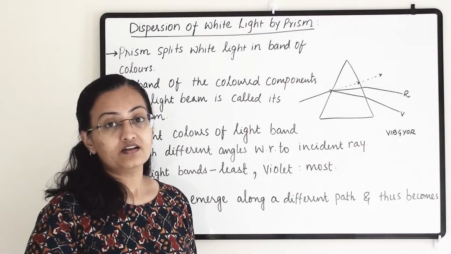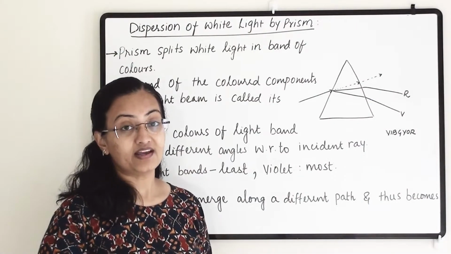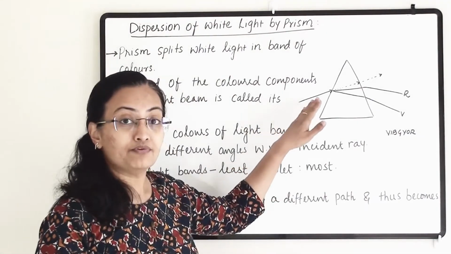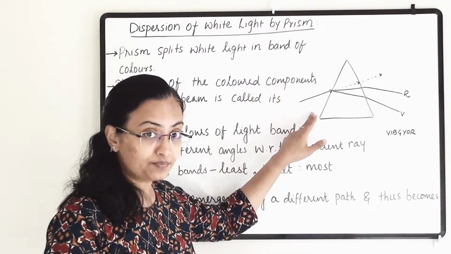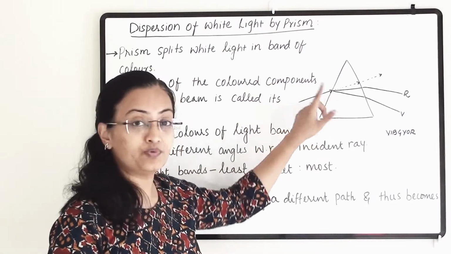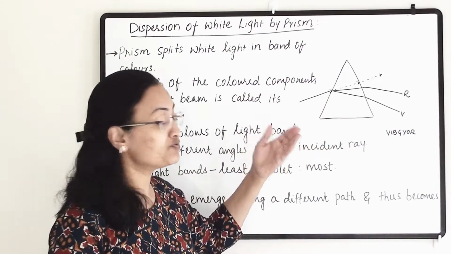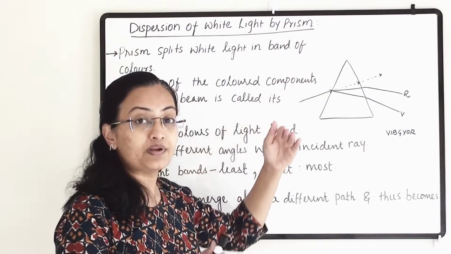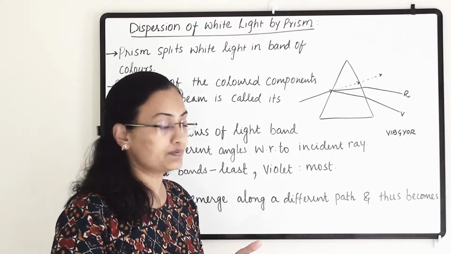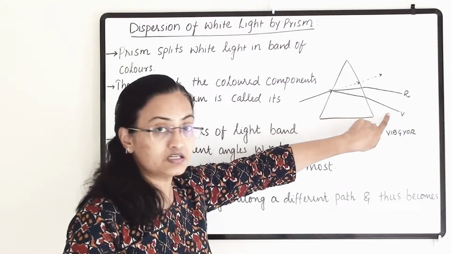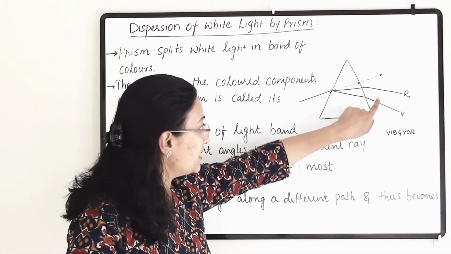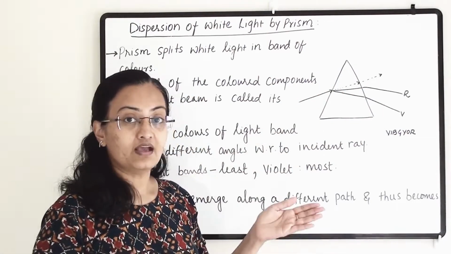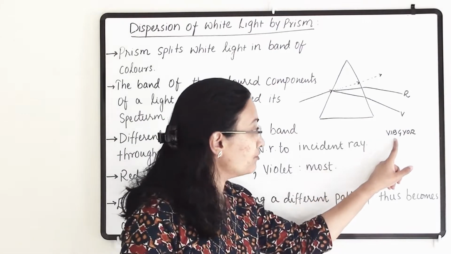Now let us understand about dispersion of white light by prism. In this, the incident ray will fall on the surface of the prism and from there it will get refracted. As it gets refracted, this white light beam will separate into 7 different colors, and we can see them on the other side of the prism. There are 7 different colors, and that will be in the sequence of VIBGYOR.